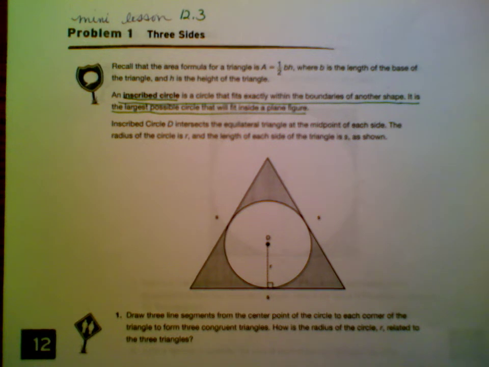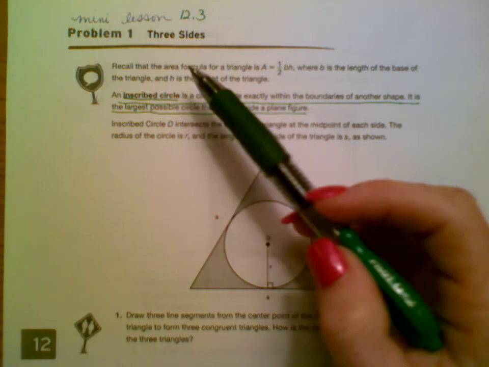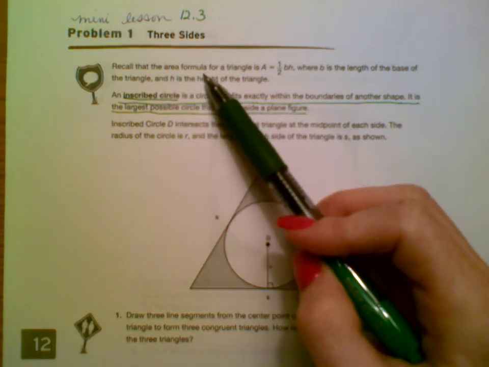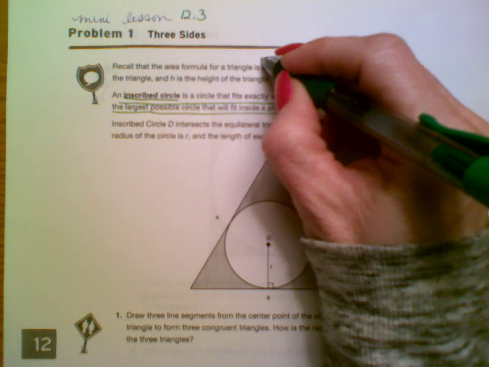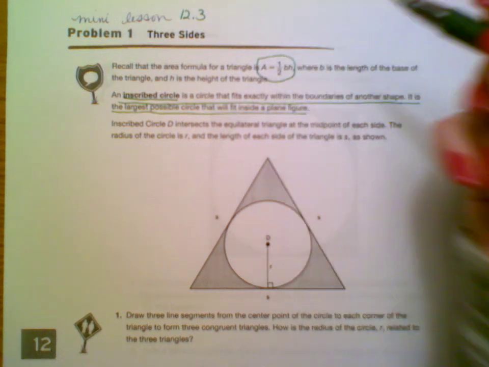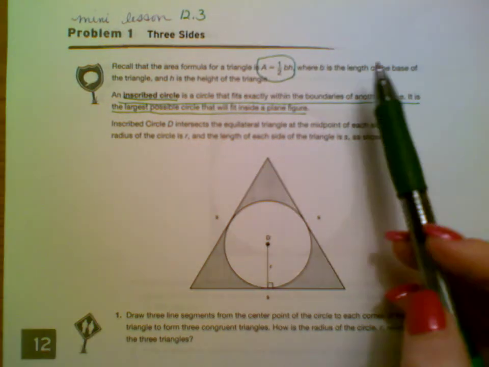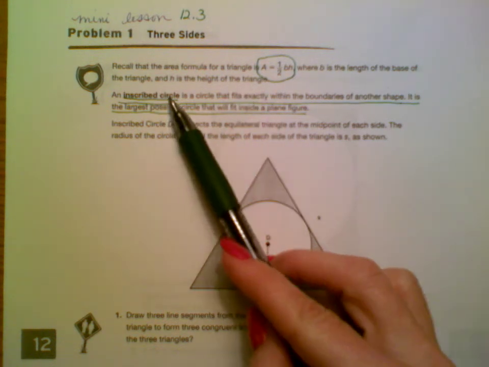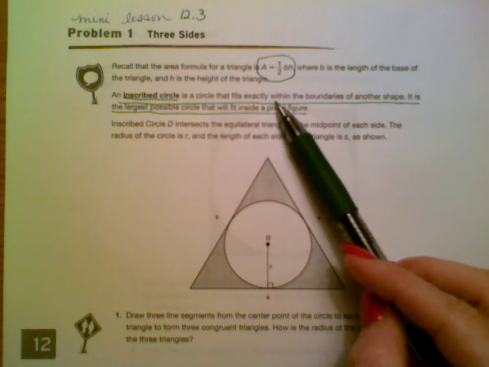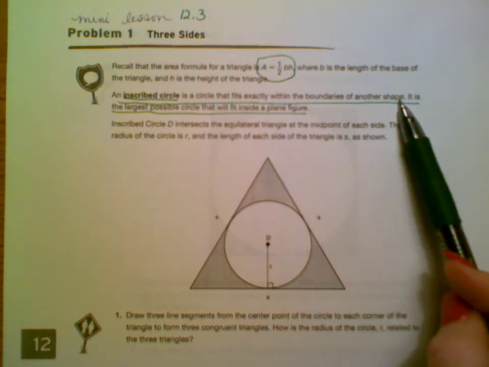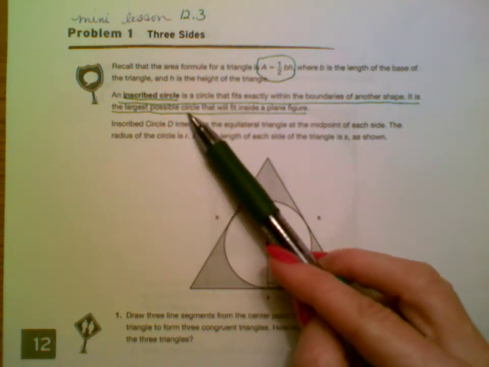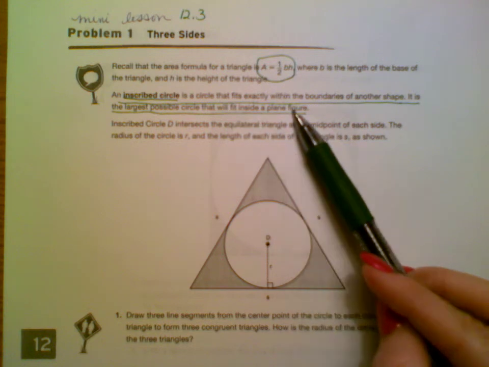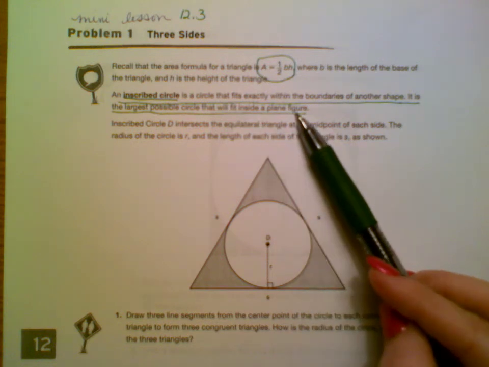This is the 12.3 mini lesson on inscribed shapes. So recall that the area formula for a triangle is area equals 1/2 base times height, where b is the length of the base of the triangle, h is the height. An inscribed circle is a circle that fits exactly within the boundaries of another shape. It is the largest possible circle that will fit inside a plane figure.